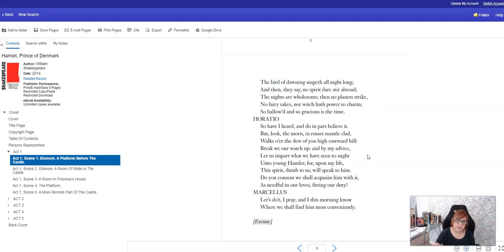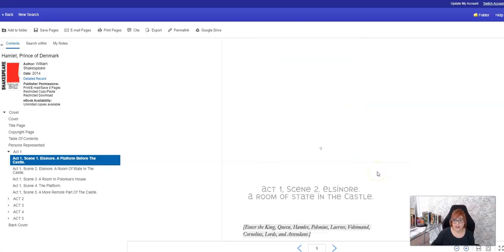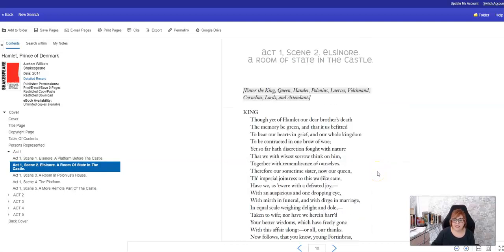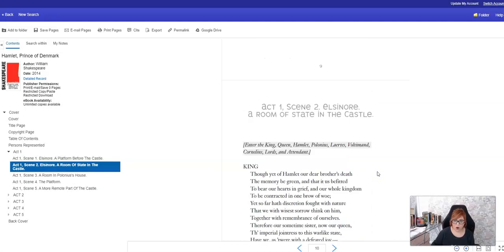And Marcellus goes, let's do it, I pray. And I this morning know where we shall find him most conveniently. So Marcellus is like, I know exactly where we can find young Hamlet. And that is Act 1, Scene 1.